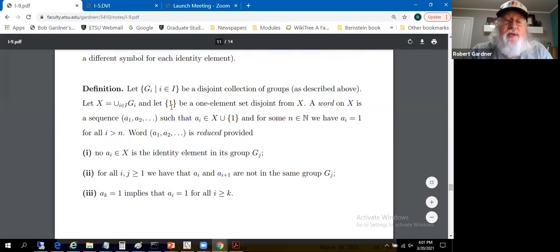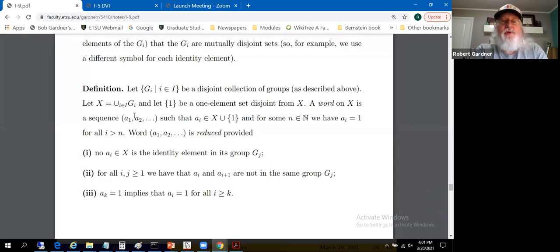So the definition to follow says, let G sub I be a disjoint collection of groups, as we just described. Let set X be the union of the elements of those groups, and let 1 be a one element set disjoint from set X. So we're throwing that symbol in. Don't use 1 in any of the G sub I's. So we're taking X to include all elements of all of the groups and this symbol here.